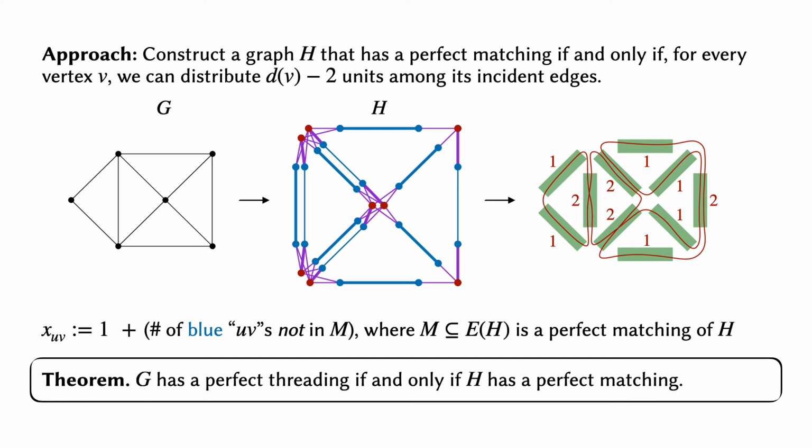In the paper, we go into detail proving that a graph G has a perfect threading if and only if H has a perfect matching. And of course, we generalize to all graphs where perfect threadings may or may not exist.